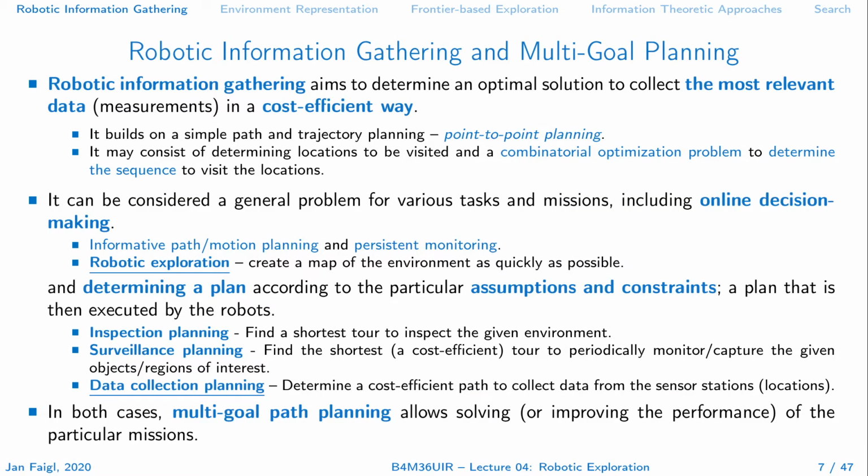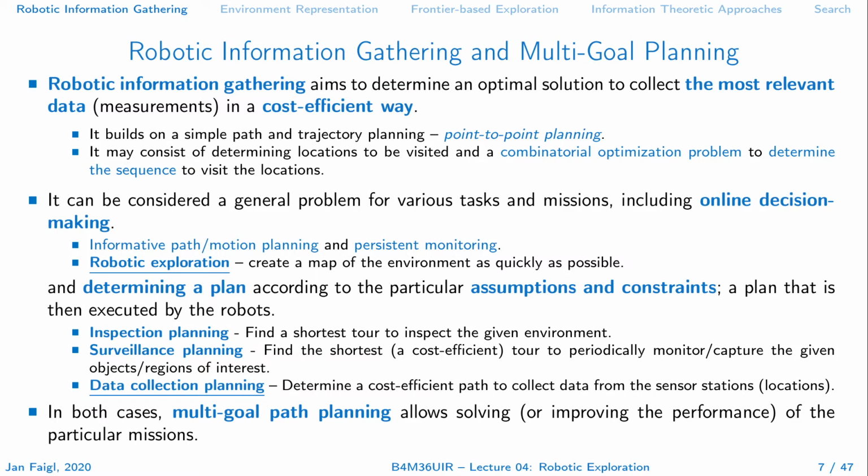So what is the robotic information gathering? It's also related to multi-goal planning, which will be covered in the next lecture. In robotic information gathering, we basically aim to determine optimal solutions to collect the most relevant, the most valuable measurements in a cost-efficient way.